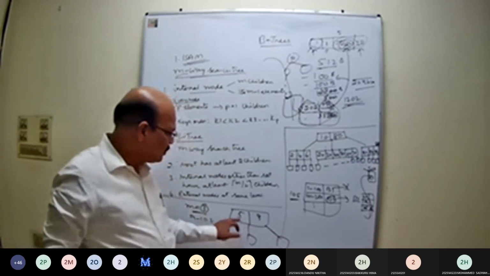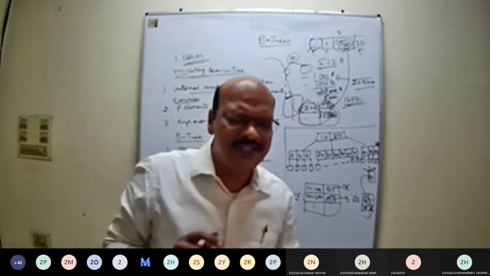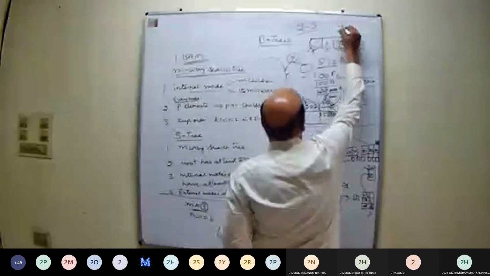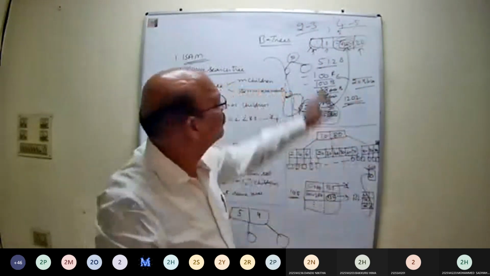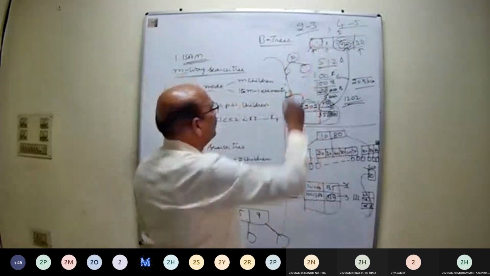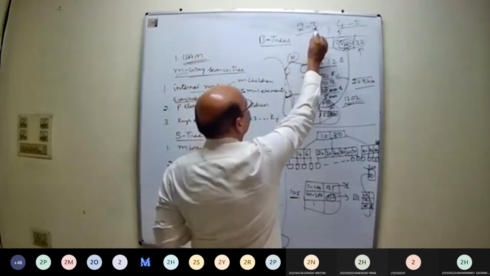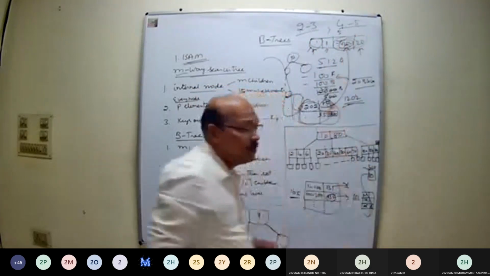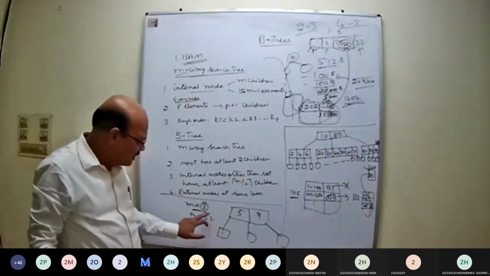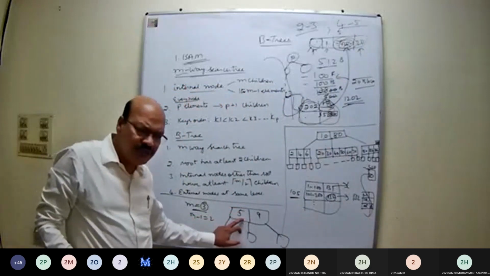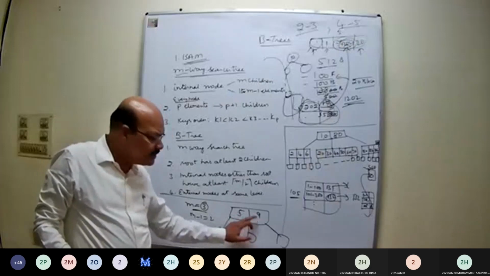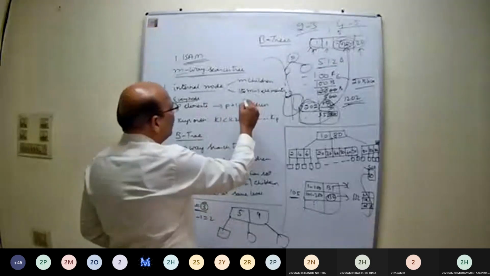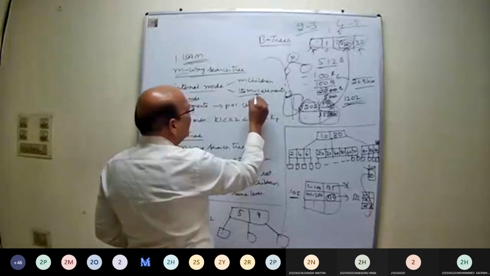Now, generally, two types of B trees are very popular. One is called a 2-3 tree, and another is called a 4-5 tree. What are the 2-3 tree and 4-5 tree? In a 2-3 tree, a node can have a maximum of 2 keys and a maximum of 3 children. In a 4-5 tree, a node can have a maximum of 4 keys and a maximum of 5 children. So if an internal node has m minus 1 keys, then it can have m children.